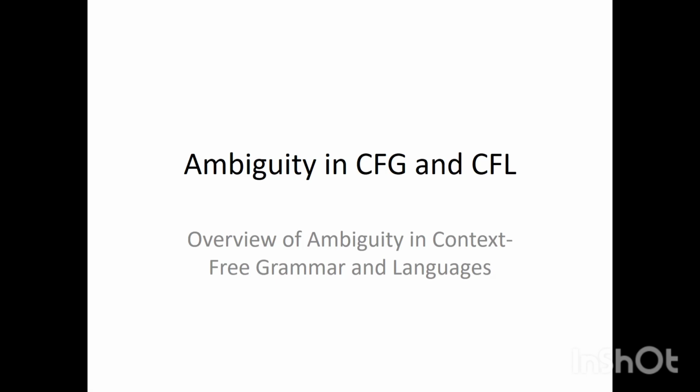Today we are going to learn about ambiguity in CFG and CFL. Ambiguity simply means confusion. Confusion for whom? Confusion for the machine to decide which state to go to after processing a string or a character. In simple words, ambiguity can also be depicted like this.